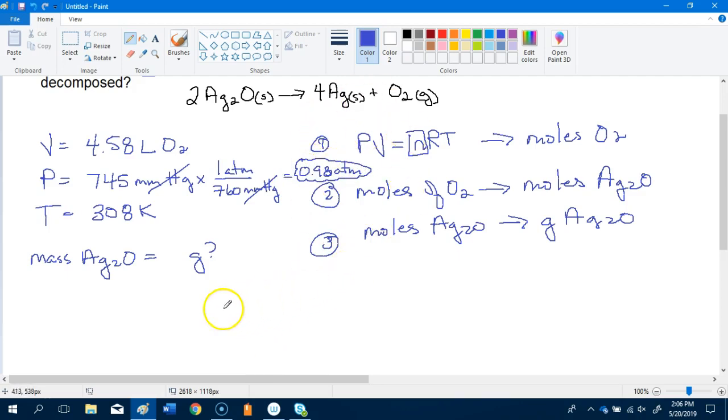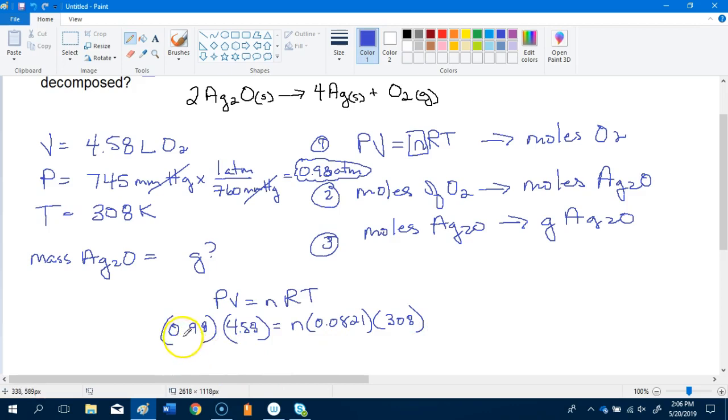Next, step 1, I'm going to use the formula PV equals nRT, and I'm going to use that pressure of 0.98 multiplied by my volume of 4.58 is equal to n, which is going to be our moles of O2, times our gas constant, which is 0.0821, multiplied by our temperature of 308. 0.98 times 4.58 equals 4.49, and then 0.0821 times 308 gives us 25.287.